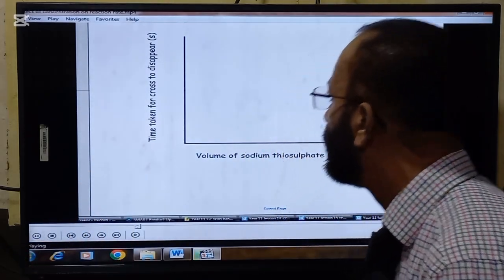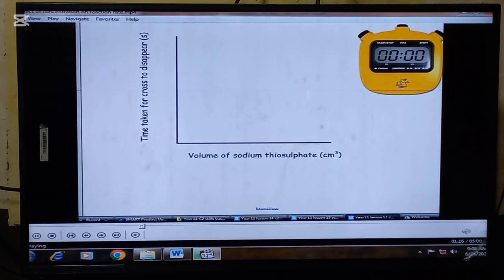Then I would end up with a graph where, when the volume was really low, the time taken would be very long, and you'd end up with this sort of downward trend. You could show it another way too, with a graph going that way. You just have to read what it says so that you can understand what's going on. In this case, you'd say as the volume of sodium thiosulfate increases, the time taken for the cross to disappear decreases. It's a negative correlation: as one goes up, the other goes down.